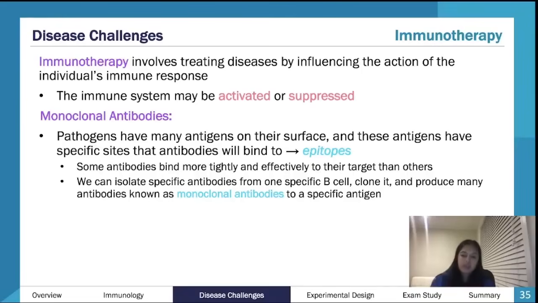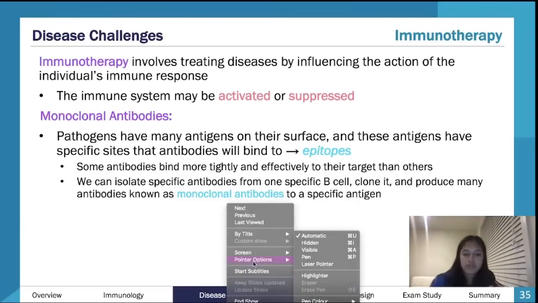So the idea of epitopes here: we have antibodies, and then they're obviously specific to antigens. Antigens themselves have little parts of them. So maybe I'll see if I can draw this out.